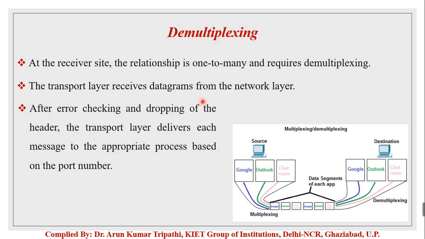At the destination end, the relationship is one to many. That means it will convert the received packet into a number of segments. After checking the error and dropping the header, the transport layer delivers each message to the appropriate process based on their port number. The Google packets go to the Google process, Outlook to the Outlook one, and chat room to the chat room.